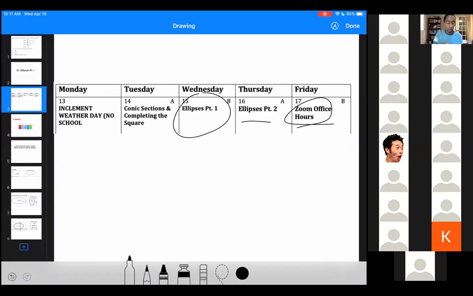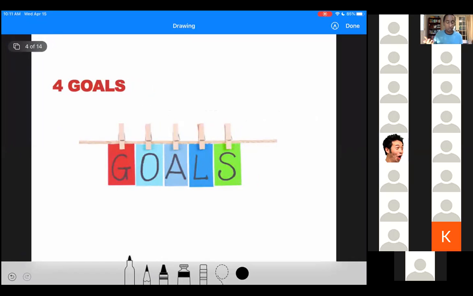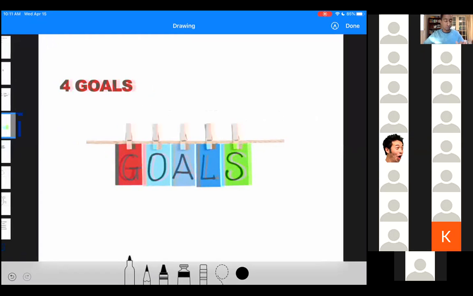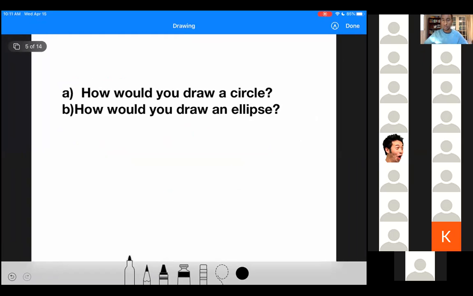Okay. As always, we start by saying our 4 goals. We will learn math, build character, never give up, and ask why. All right, so let's jump into it. And again, make sure to pause me if you have any questions as we go through, if I'm ever going too fast.